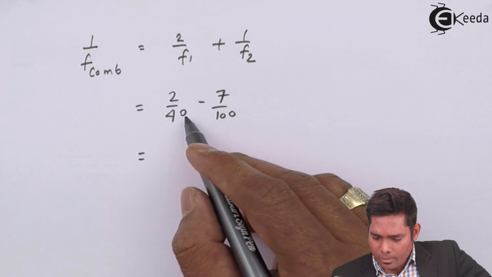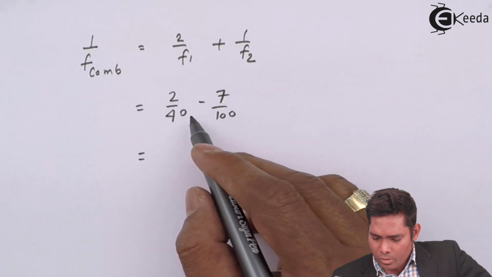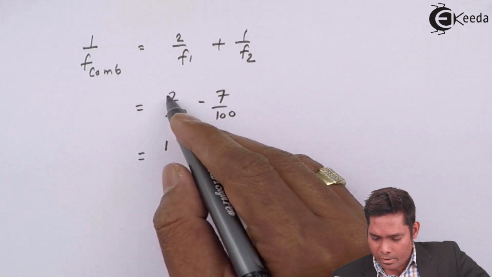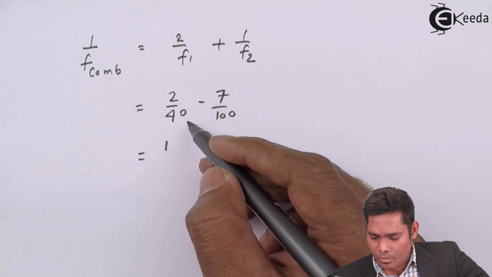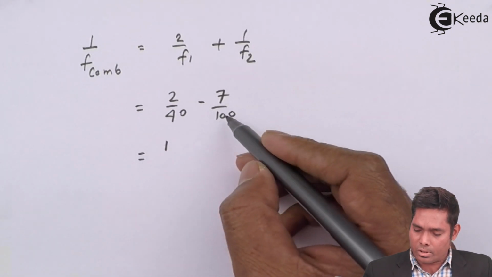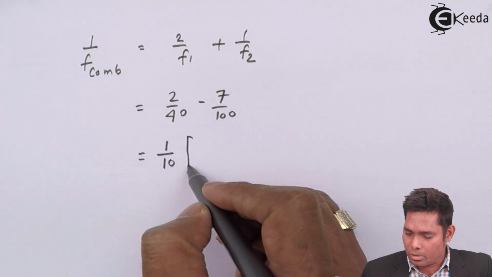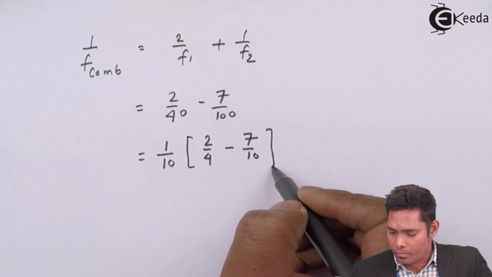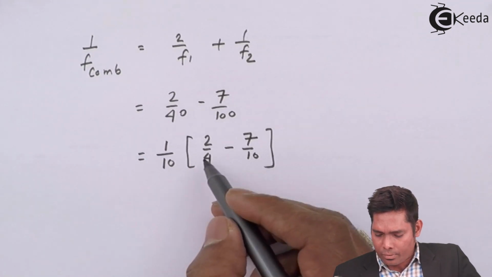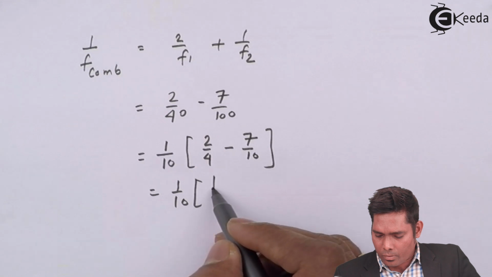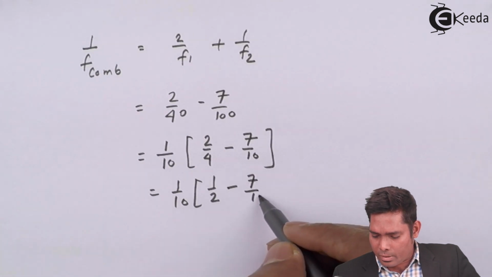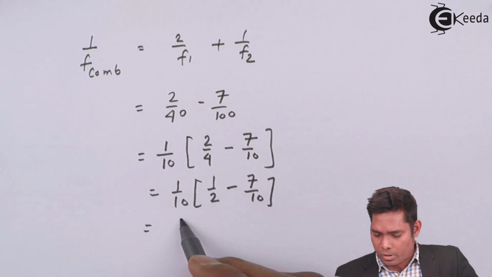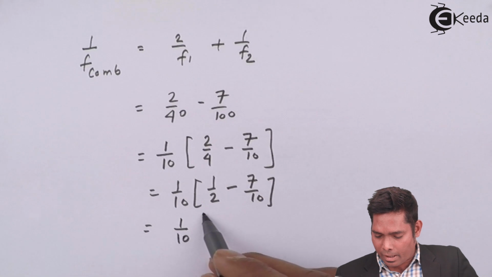We can take 1 over 10 common, or I can multiply 10 here and 10 here, so that this is 40 and this is 100. Okay, I'll take 1 by 10 common. So it's 2 over 4 minus 7 over 10. This is half minus 7 over 10. So this is 5 minus 7, so it is 1 by 10.